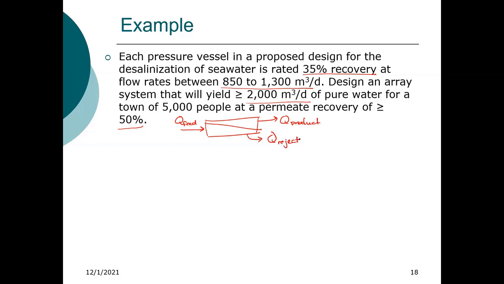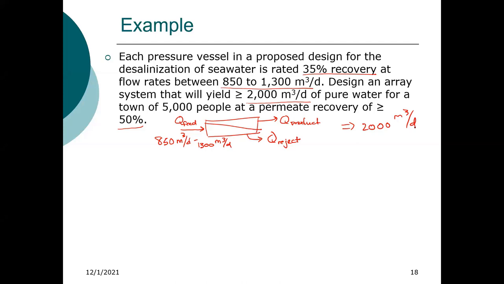Okay. And you're told that we can use somewhere between 850 cubic meters per day and 1300 cubic meters per day. Total, we have to produce at least 2,000 cubic meters per day of pure water. Okay.